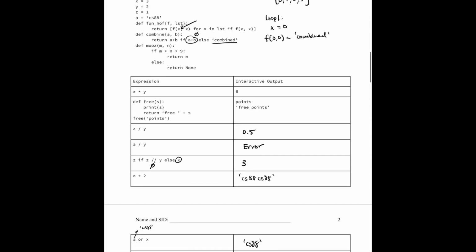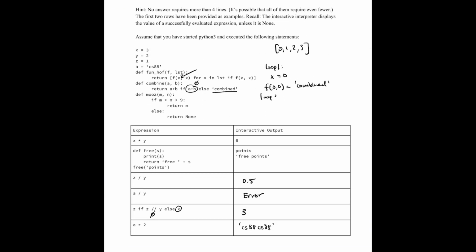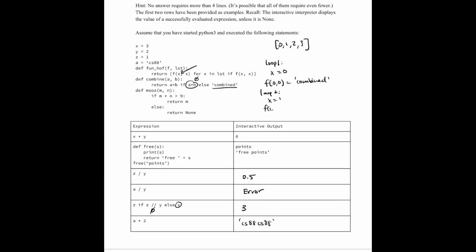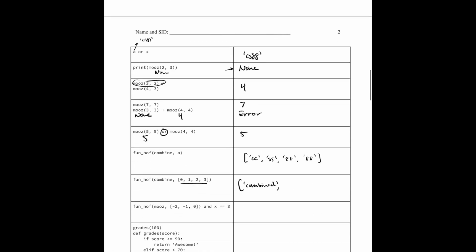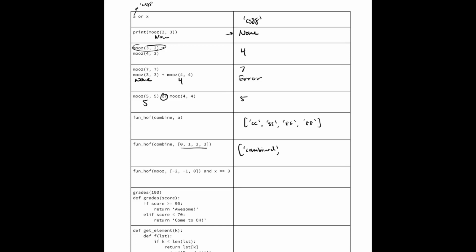So on loop 2, x is going to be 1, and then f of 1, 1 is going to be 2. 2 is a truthy value, so I'm not going to be returning combined. And so the next item in our list is just going to be a 2.